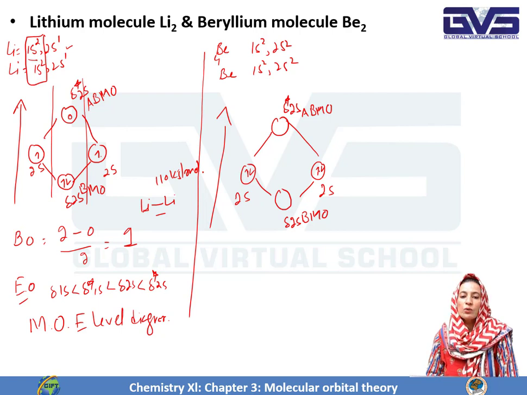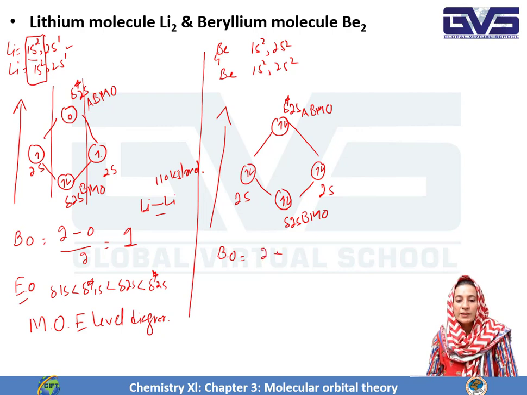Now fill the electrons according to the Pauli exclusion principle, Hund's rule and the Aufbau principle. You have 1, 2, 3, 4. 1, 2, so 2 are left, they will go up. So the bond order will be the number of electrons in bonding molecular orbitals minus the number of electrons in the anti-bonding, divided by 2. So 2 minus 2 is 0, divided by 2, the answer is 0. So there is no bond between beryllium atoms.